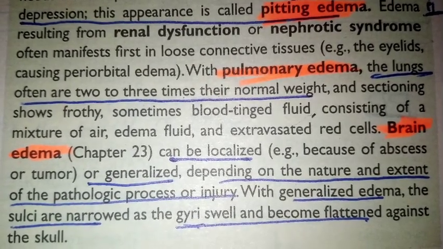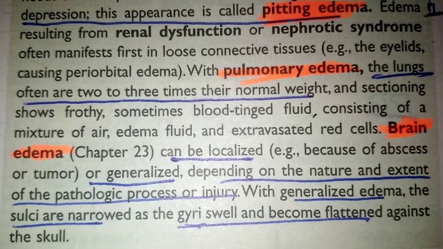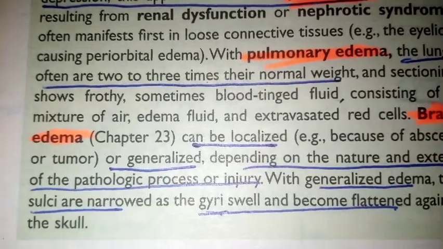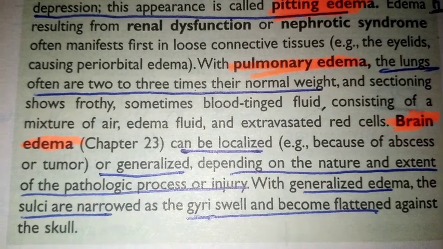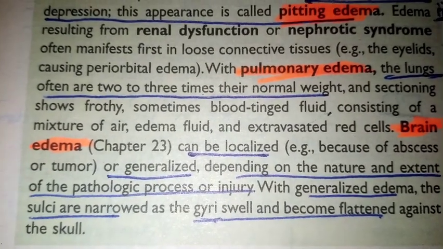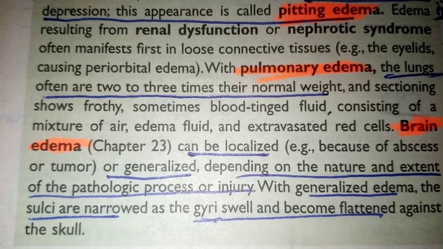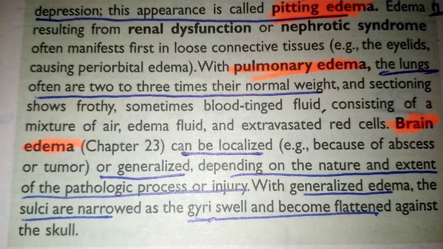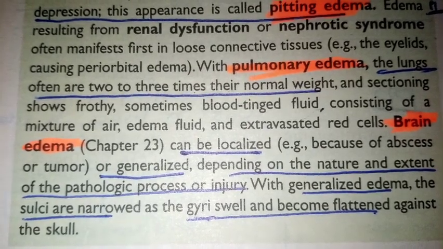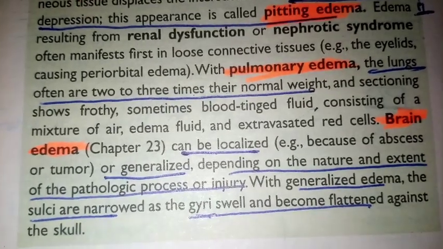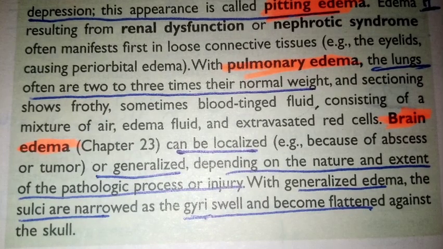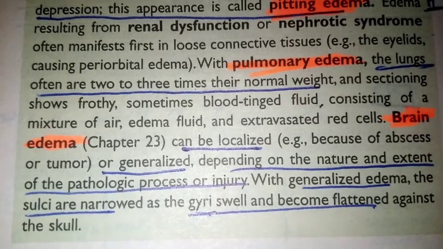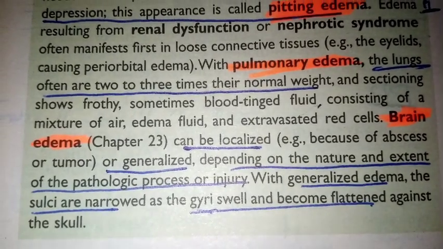Then the next term to be discussed regarding edema morphology is brain edema. What is brain edema? Brain edema can be localized because of an abscess or tumor, or it can be generalized depending on the nature and extent of the pathological process or injury. With generalized edema, the sulci are narrowed as the gyri swell and become flattened against the skull.